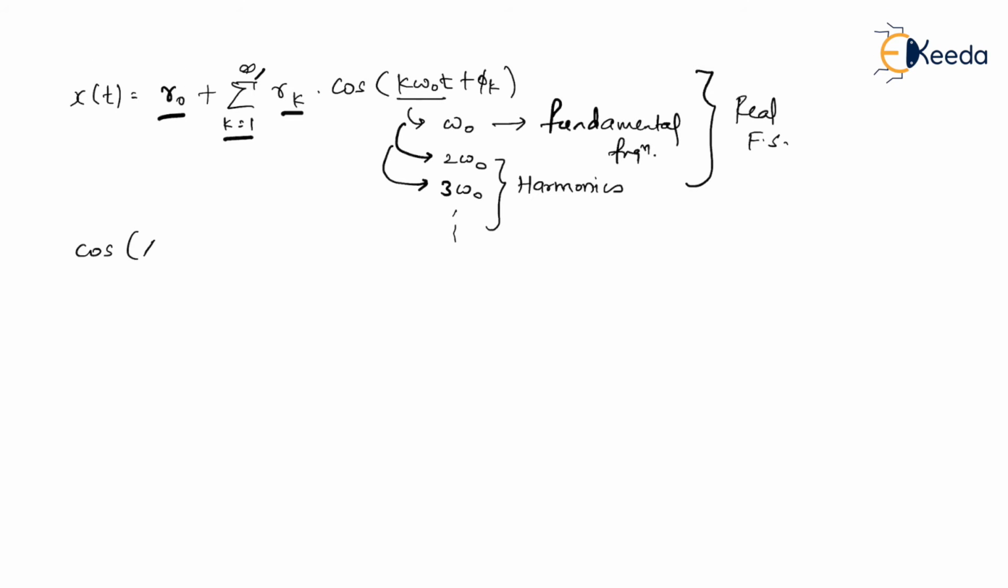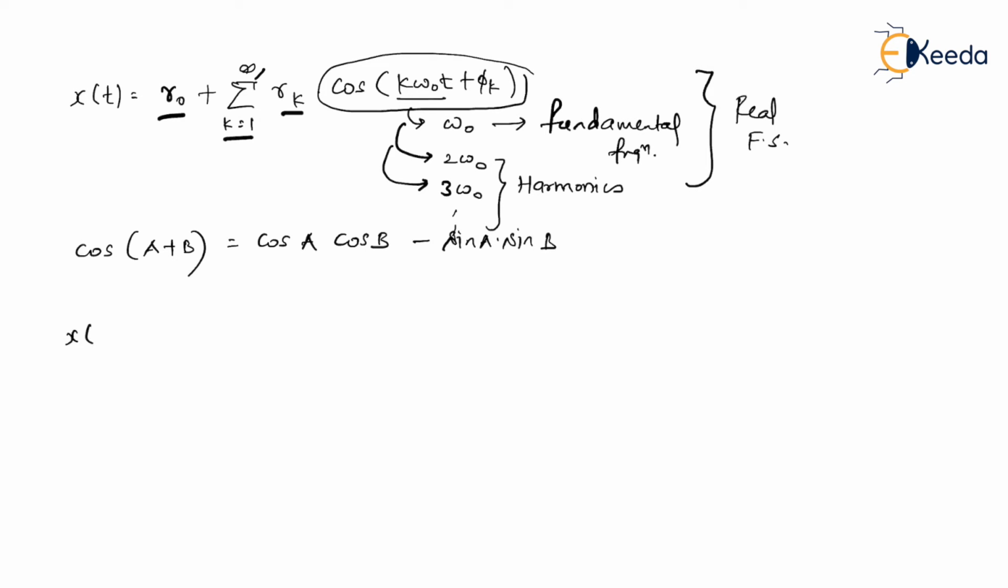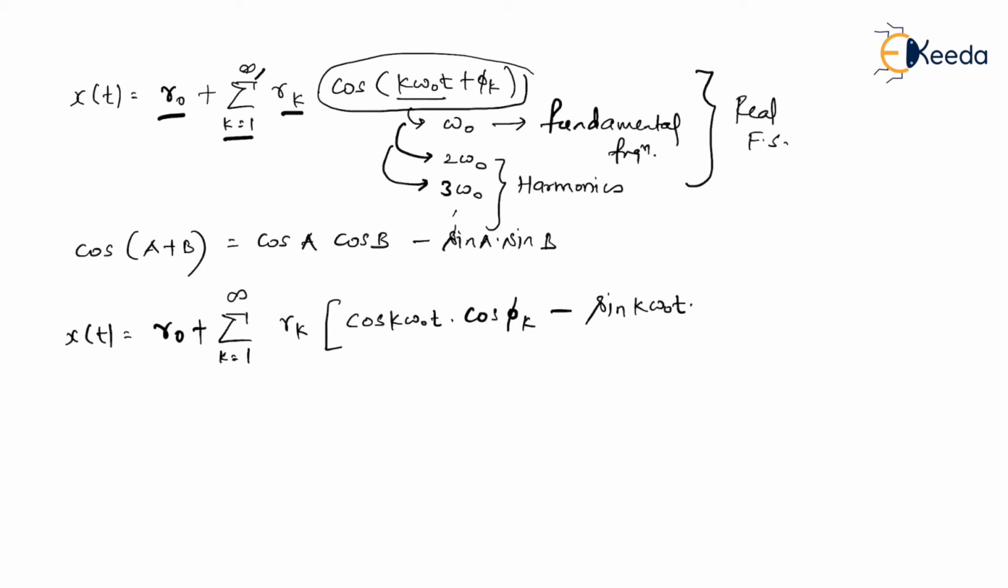Now, you should understand the cos of a plus b formula. It is cos a cos b minus sin a sin b. So I'm referring to this actually. I can expand this. I'm rewriting my x of t as R naught plus the sum from k equal to 1 to infinity of Rk. So cos of a plus b is cos a cos b minus sin a sin b, so I can write cos of k omega naught t cos of phi k minus sine of k omega naught t sine phi k.